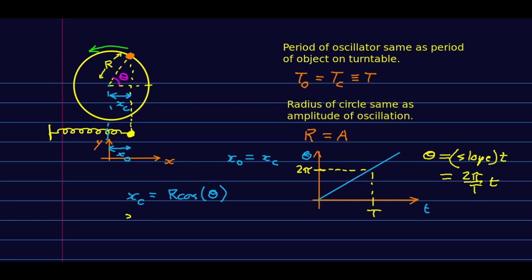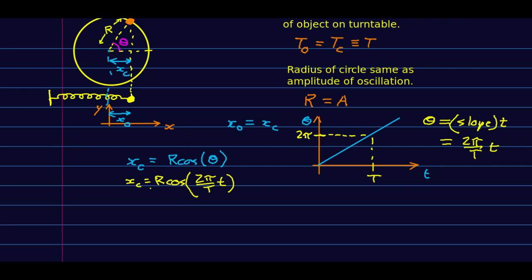And so that is our xc. It is r cosine of 2 pi over the period times t. And we know that that's the same as xo. But for xo, we don't want to write r. We want to write this all in terms of properties of that motion. But we know that the radius is the same as the amplitude. And so there is our final relationship, and we'll use this over and over again. This gives us, at any time now, we can say what the position is of the oscillator.